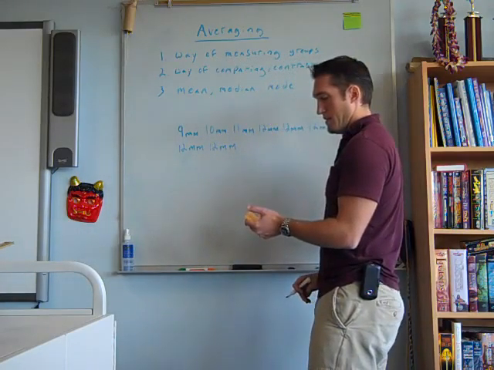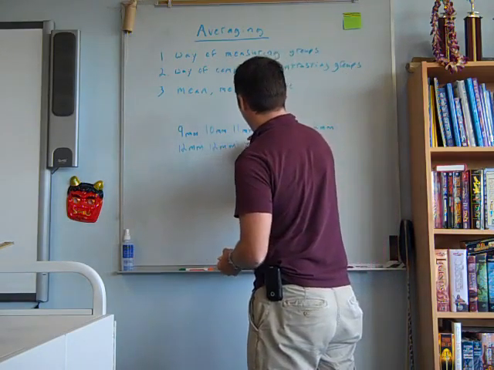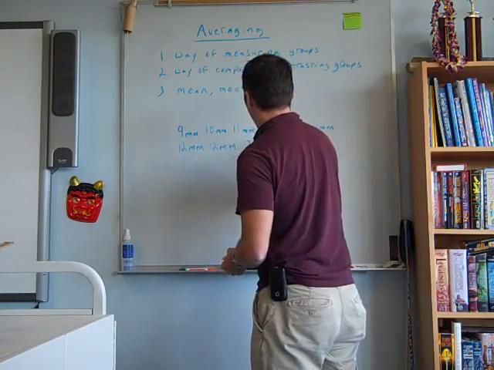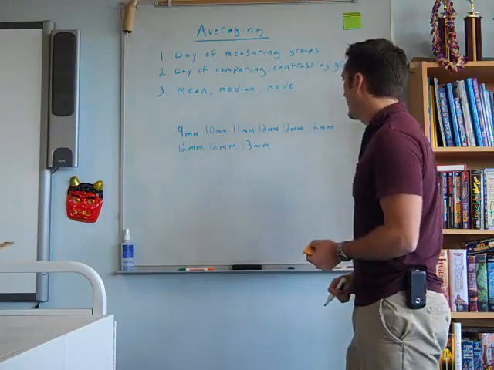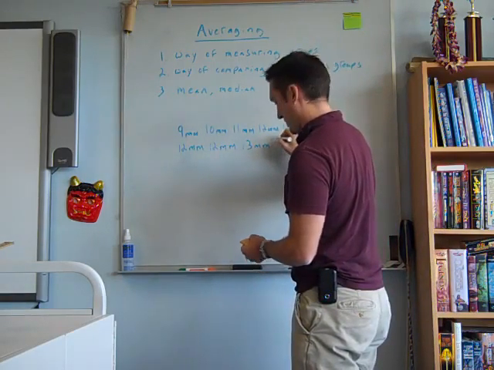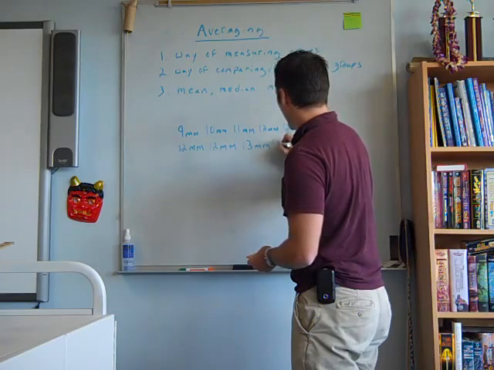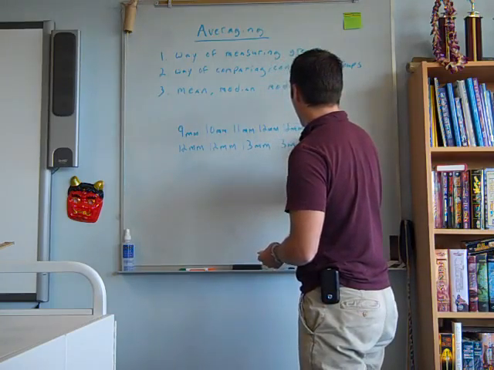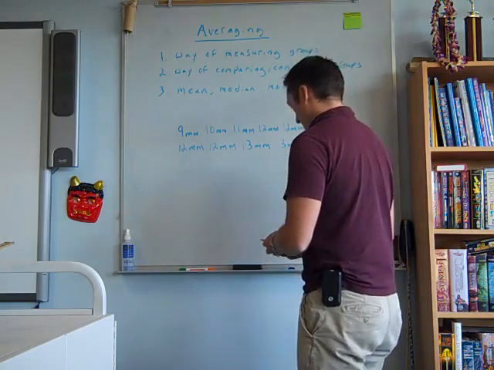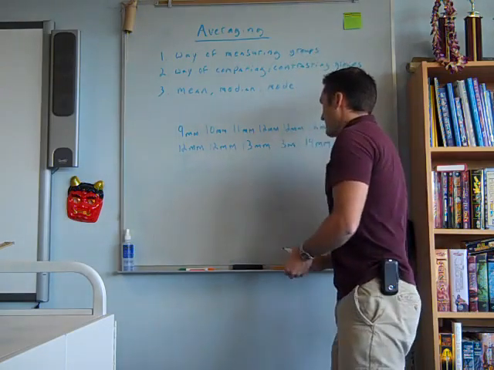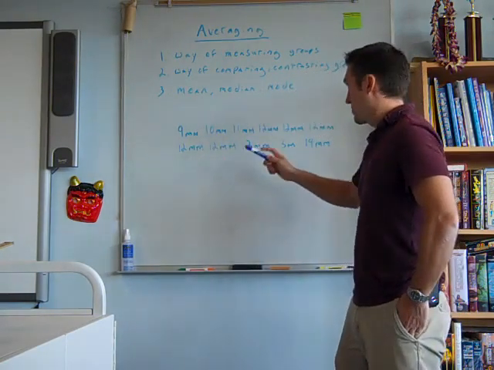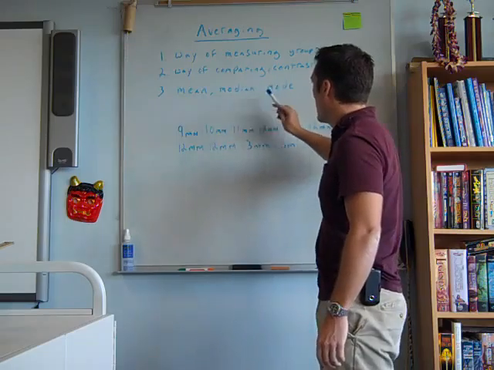Then we have 1 at 13 millimeters. So we'll make 1 13 millimeter. And we'll actually give that 2 13 millimeter. And then we'll have 1 at 14 millimeters. Okay. So if we're going to average these things, we're going to talk about them in mean, median, and mode.